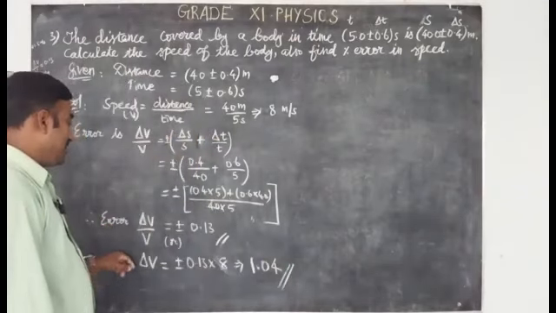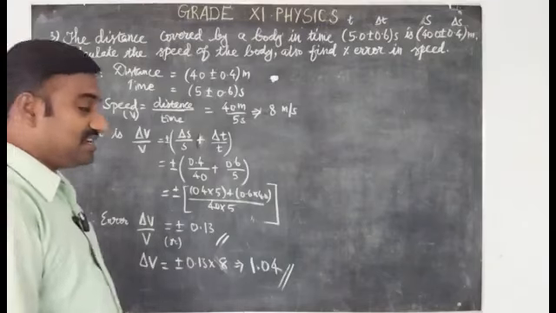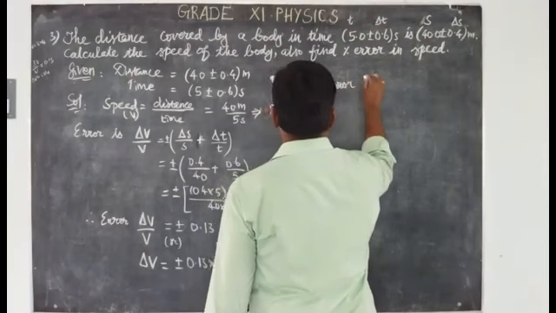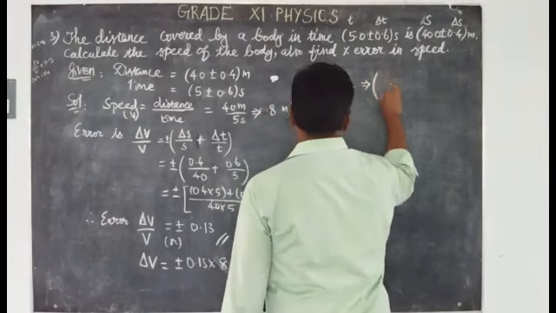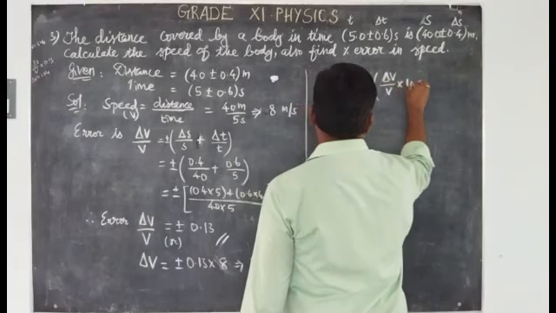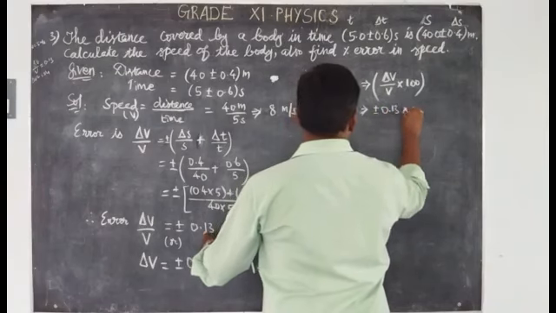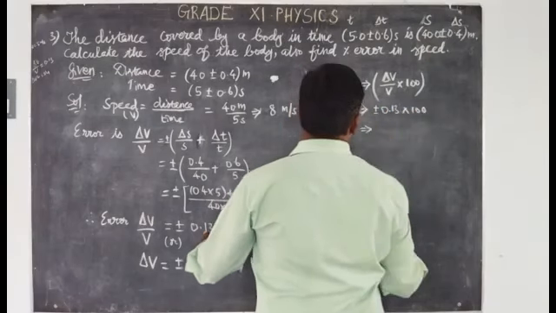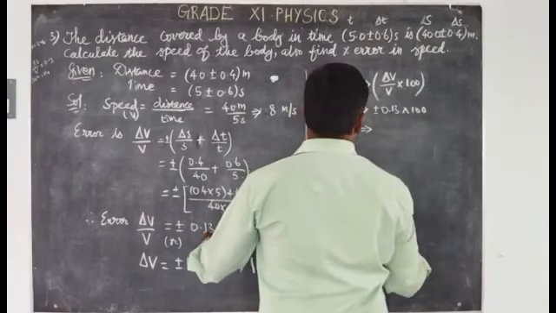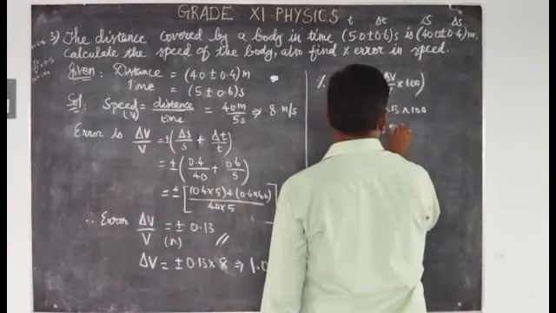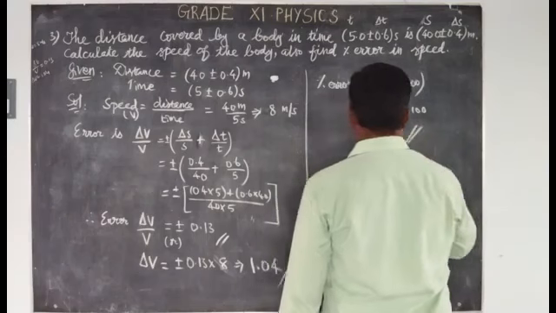We have calculated the error, and this error if you should say in percentage, that is the percentage error. So what is the percentage error? Percentage error is delta V by V into 100. What is delta V by V? It is plus or minus 0.13 into 100, which is equal to 13%. So the maximum possible error is 13%. We have calculated the error.